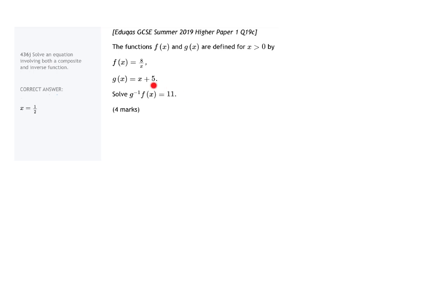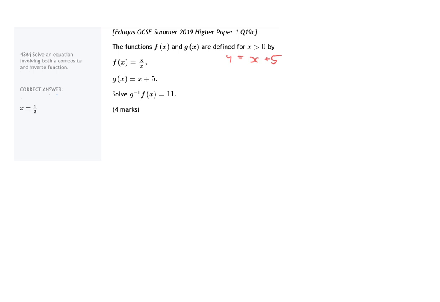They want us to find the solution to this expression, where g to the minus 1 of f of x equals 11. So I'm going to start by looking at g of x and try to come up with the inverse function for that. If you remember how to do inverse functions, we can consider g of x as just being y equals something. So y equals, in this case, x plus 5. And to find the inverse function, we can change the letters y and x around.